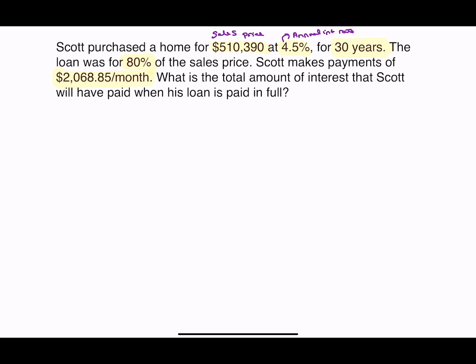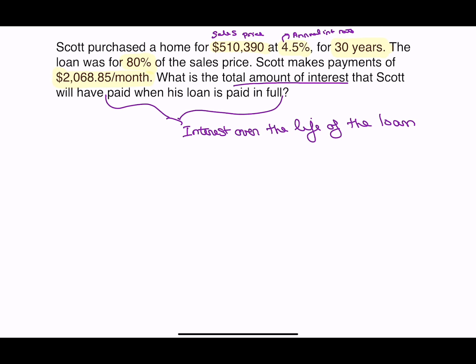And we want to know the total interest paid over the entire span of this loan. Sometimes you'll see this asked as, what is the interest over the life of the loan? So when it says will have paid when his loan is paid in full, this could be worded as interest over the life of the loan. So don't get confused if that's how it's worded on your exam. Remember, they can word these questions lots of different ways, but the math stays the same.